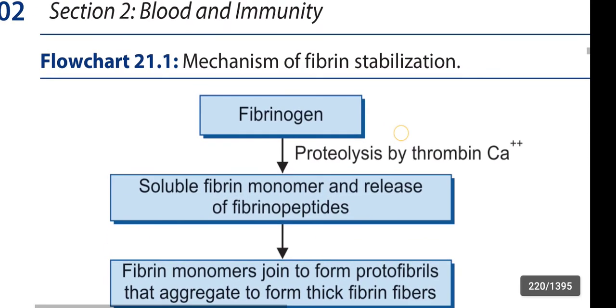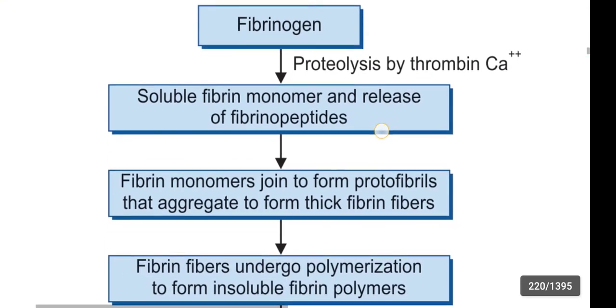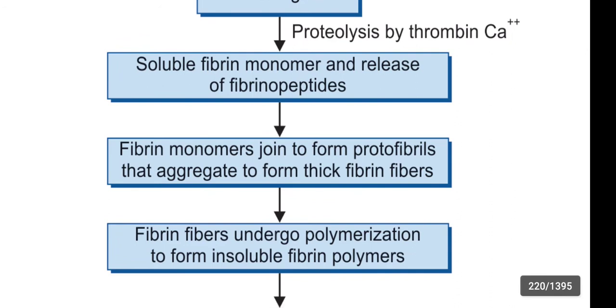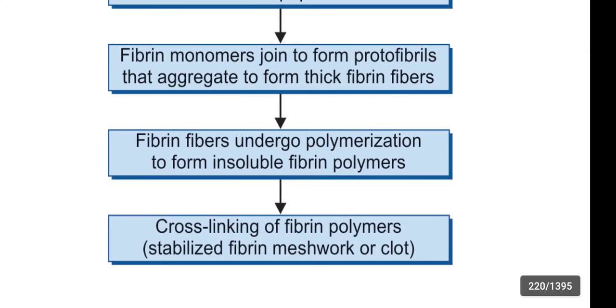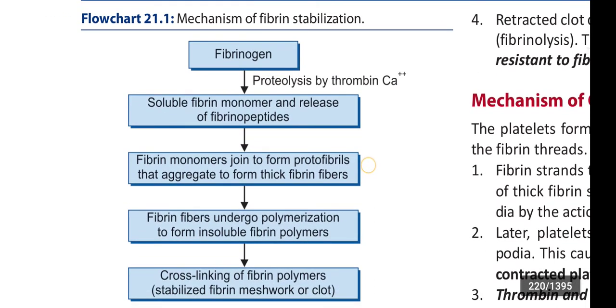Once again, mechanism of fibrin stabilization. First, fibrinogen undergoes proteolysis by thrombin and calcium to form soluble fibrin monomers and release of fibrinopeptides. The fibrin monomers join to form protofibrils that aggregate to form thick fibrin fibers. The fibrin fibers undergo polymerization to form insoluble fibrin polymers. The cross-linking of fibrin polymers stabilizes the fibrin meshwork or clot. This is the mechanism of fibrin stabilization.